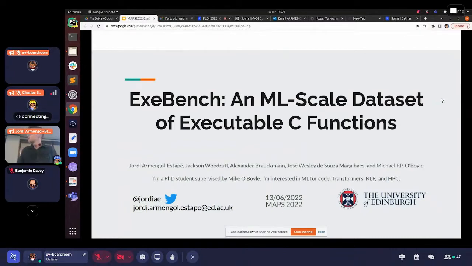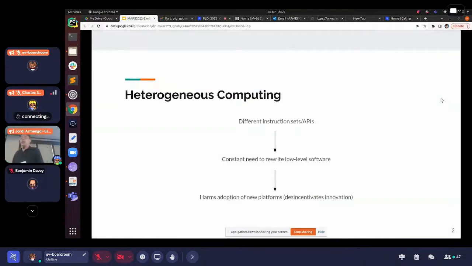I'm Jordi, and I'm here to present ExeBench, which is a new data set of executable C functions. This is joint work with my colleagues at the University of Edinburgh, supervised by Mike O'Boyle. We are in the era of heterogeneous computing, meaning that we have many instruction set architectures, devices like TPUs and GPUs, and different APIs for low-level compute like PyTorch, TensorFlow, and so on. In practice, this means there is a constant need to rewrite low-level software. This ends up harming the adoption of new platforms, and it disincentivizes innovation.